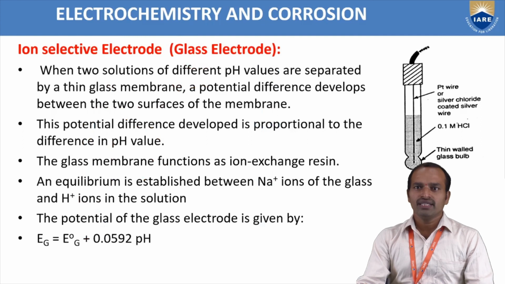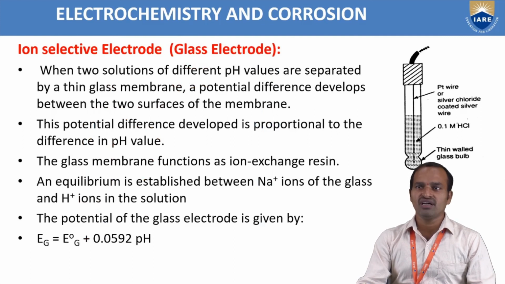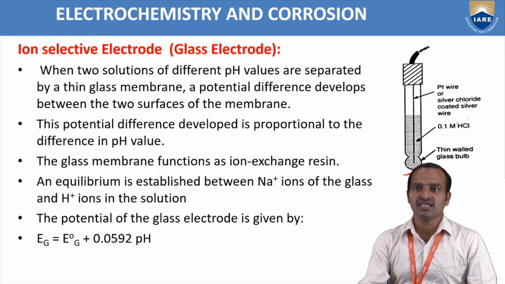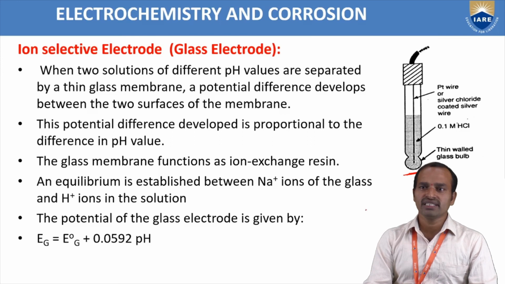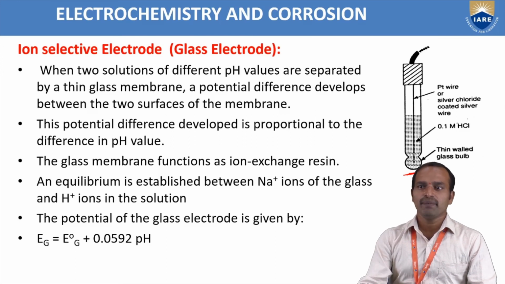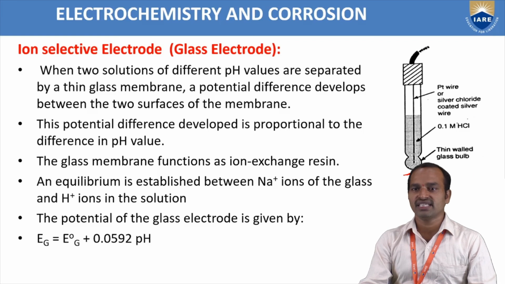In the glass electrode, when two solutions of different pH values are separated by a thin glass membrane, a potential difference develops between the two surfaces of the membrane. This is the thin glass membrane. The potential difference that develops is proportional to the difference in pH value. The glass membrane functions as an ion exchange resin, and equilibrium is established between Na plus ions of the glass and H plus ions of the solution. By using this, we are determining the pH of an unknown solution.